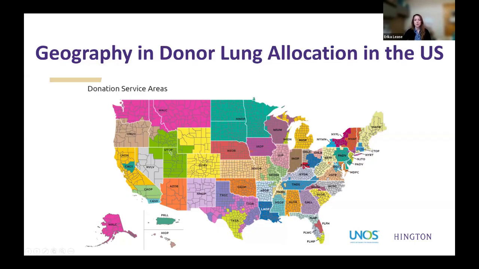And so subsequently in 2017, a lawsuit that originated out of the Northeast successfully argued that the use of donation service areas resulted in the allocation of donor lungs primarily based on a candidate's place of residence instead of by medical urgency or other factors that were included in the lung allocation score. And this is not allowed under the final rule, which I'll discuss in the next slide. And so the lawsuit was very accurate.